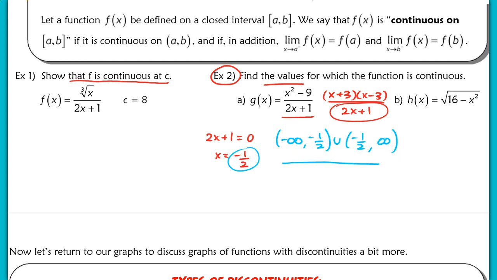Now, to find the values for which our function in part B is continuous, we actually want to make use of this theorem listed here. So let f of x be defined on a closed interval from a to b.